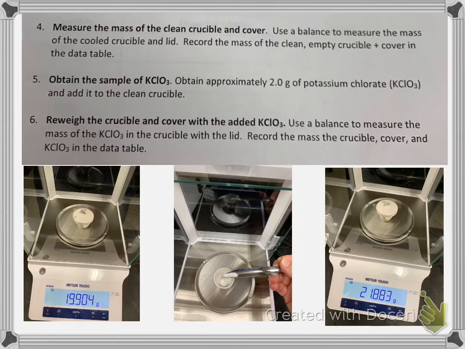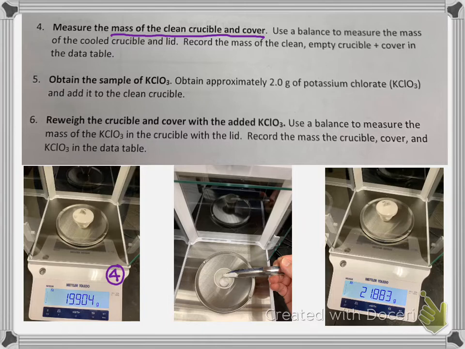Now, after I took the crucible off the ring stand and the triangle, I allowed it to cool, and I took my first measurement. This is step 4 right here, and this is the measurement of the clean crucible and the cover. So you're going to need to record the mass on the balance for the clean crucible and the cover. Again, there was nothing in the crucible at this time.